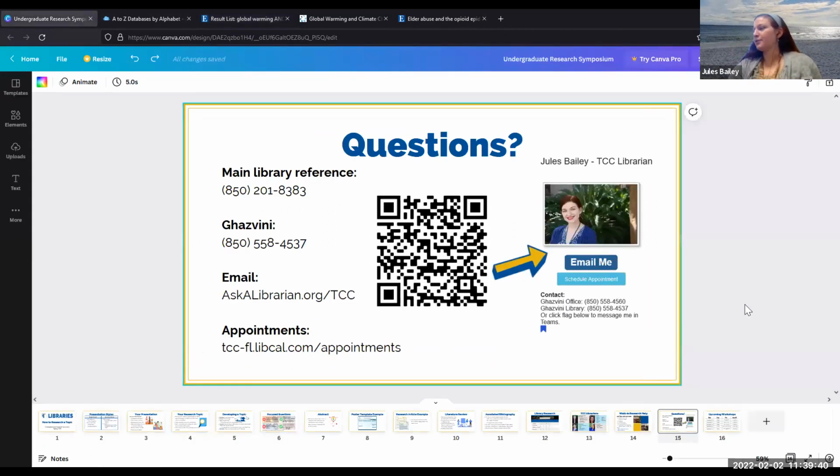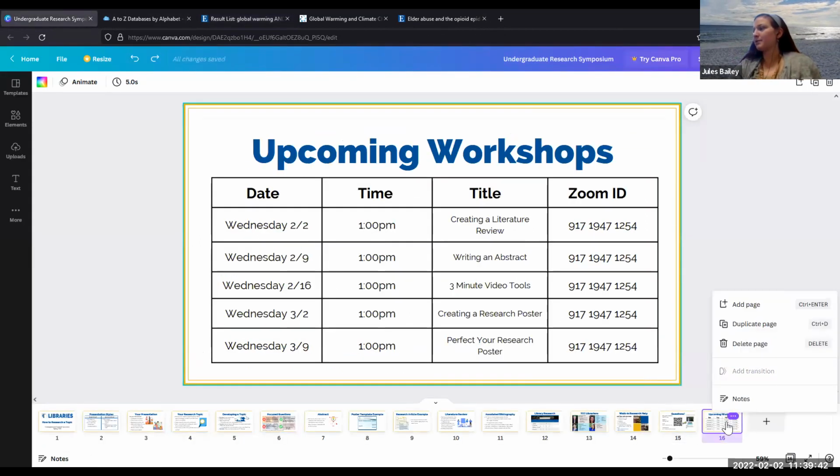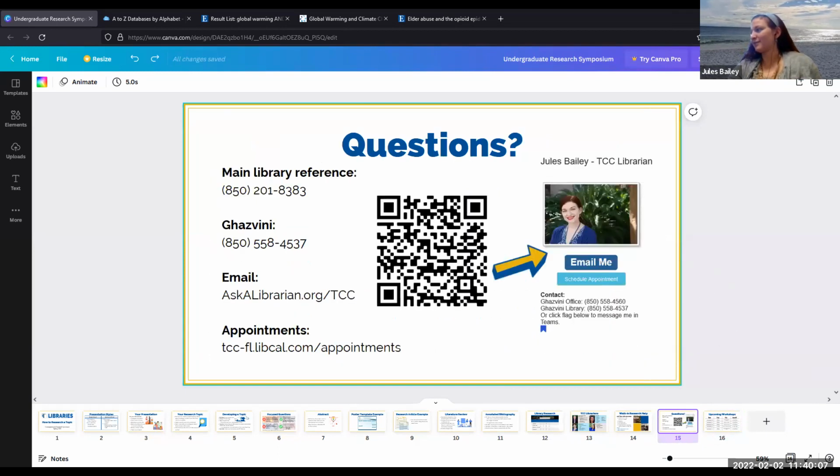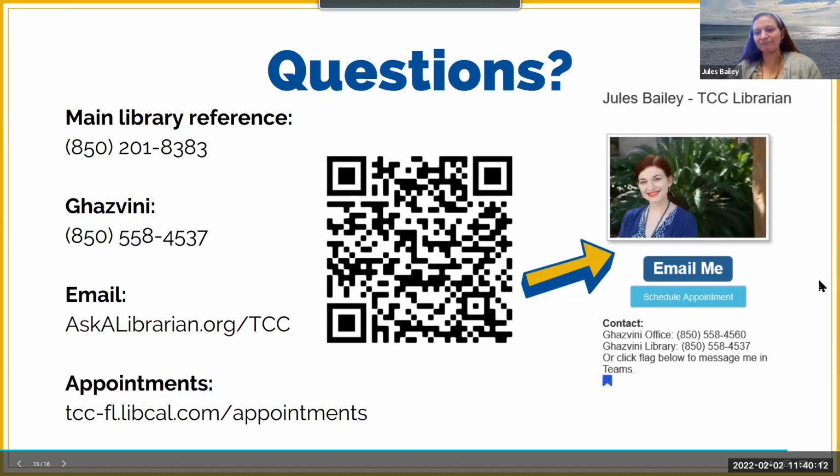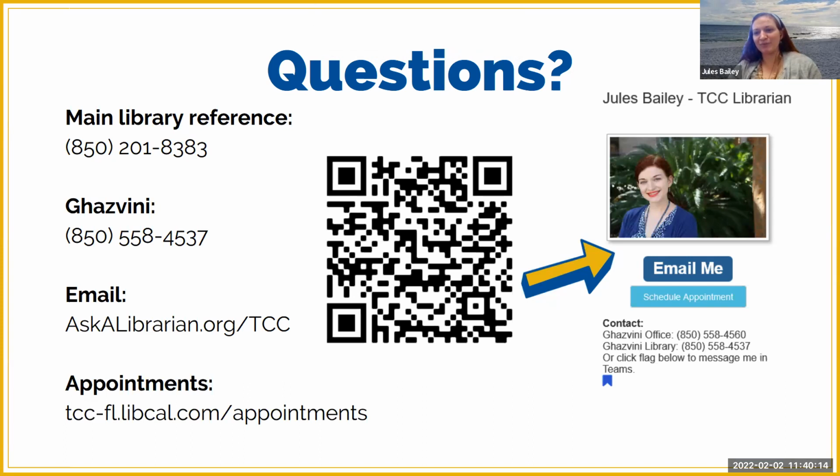Okay, so we have some upcoming workshops. You should also have this in an email, but today there's a Zoom at 1 p.m. about creating literature review. Next Wednesday, there's writing an abstract, and there's some other ones coming up too. The symposium is on March 30th, I believe, right? Yep, okay. So at this point, do we have any questions? Anything that you wanted to know or wanted me to look at again? We have about 5 minutes left.